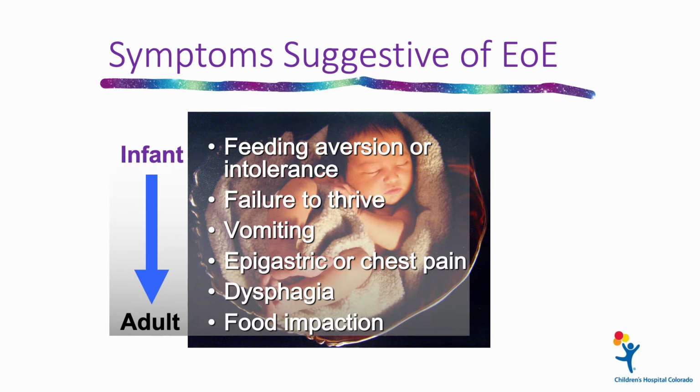So what are the symptoms suggestive of eosinophilic esophagitis? Well, they vary depending upon age. Early on, we see food aversion or food intolerance and failure to thrive, sometimes associated with vomiting. As children get older, they can tell you about epigastric or chest pain. We also can learn about dysphagia from children, although you see it more in adolescents and adults. And food impaction also is a form of presentation of these patients when they have significant dysphagia, esophageal stricture, and food impaction.